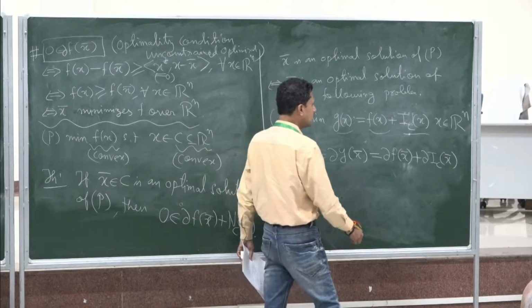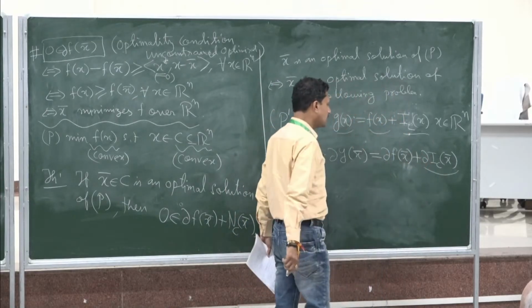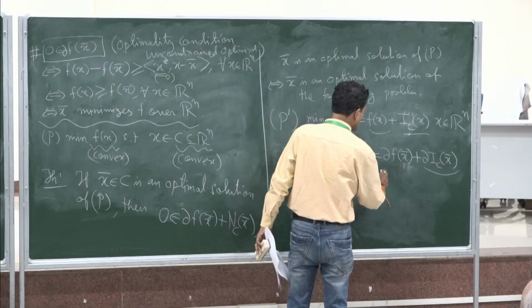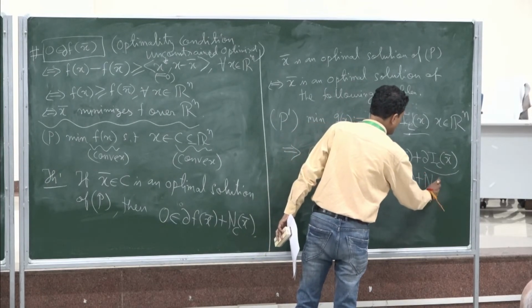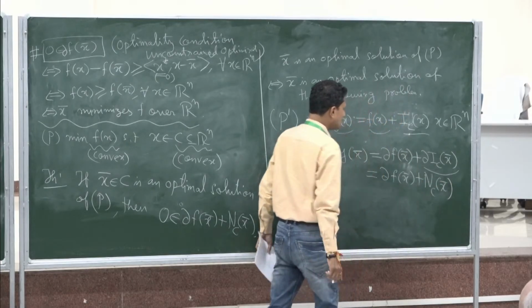But what is the subdifferential of the indicator function at x bar? We have seen that this is actually the normal cone to C at x bar, right? And this is the result.